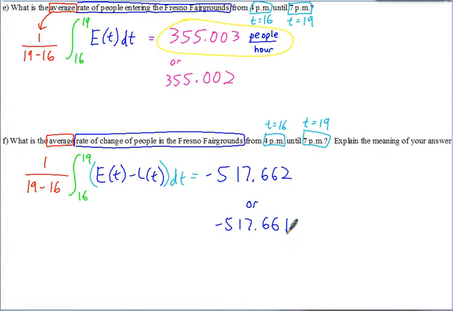Or you can write the whole thing out if you want. And again, the units would be the same as E of t and L of t. It would stay the same when you're doing average, so it's still people per hour.